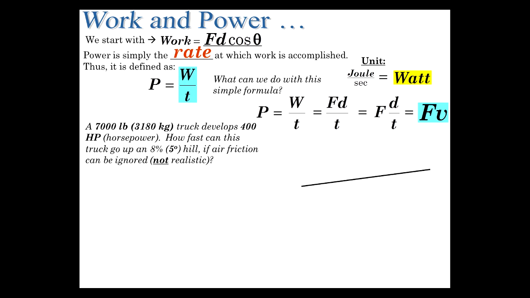Here's an example then. Say we have a 7,000-pound truck developing 400 horsepower. How fast can that go up an 8% or 5-degree hill if air friction is not part of the equation? Which is very unrealistic, because as a large vehicle like a truck moves down the road, air friction and other kinds of friction end up being a huge factor, as we'll probably see in the result we get here. So here's the truck. Yes, listen to that diesel engine.